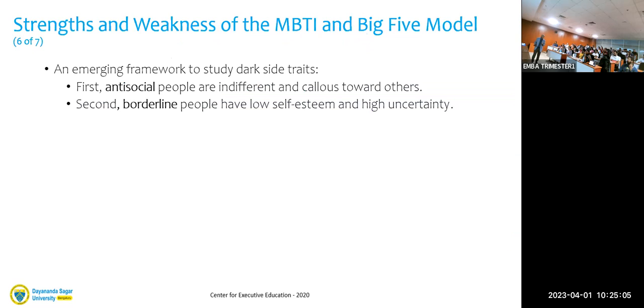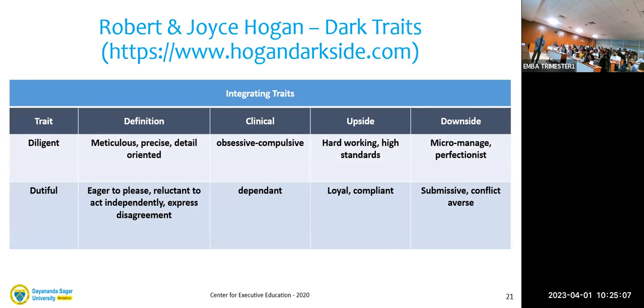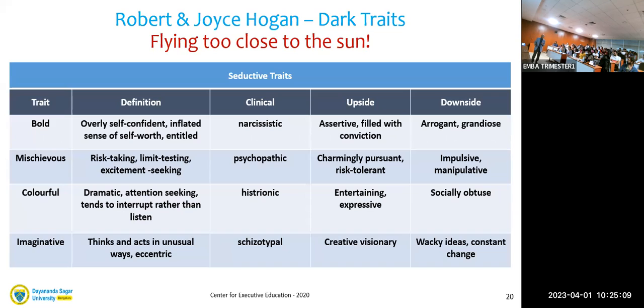Right. So you can have several of them. Yeah. Diligent, dutiful, imaginative, colorful. Colorful is dramatic, attention seeking, tends to interrupt rather than listen. That is a problem. You're prone to histrionics. You can be entertaining and expressive. Everybody loves you at a party. The problem is you can be socially obtuse.